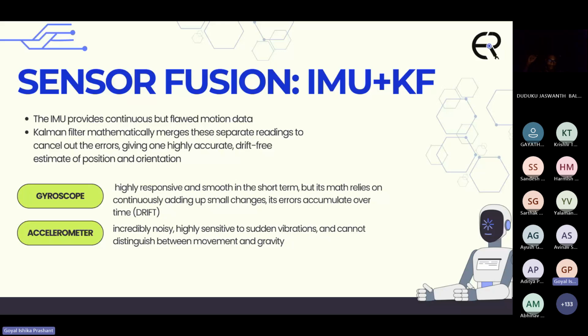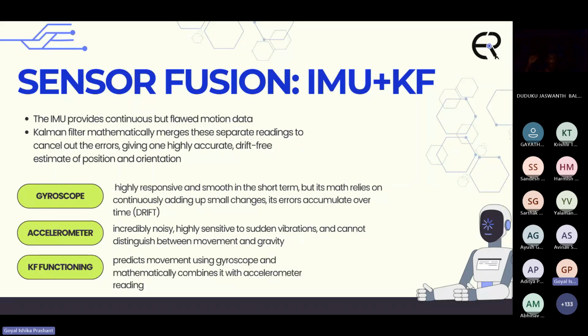This brings us to our most important component, which is the KF functioning. Now, this predicts movement using the gyroscope and mathematically combines it with accelerometer readings. So let's understand this visually with the help of a simulation.